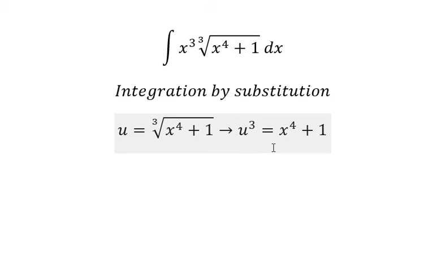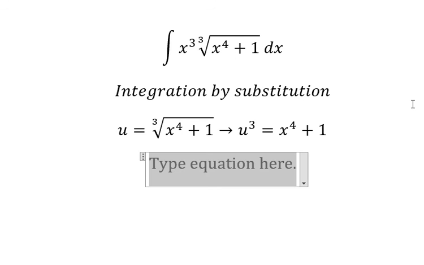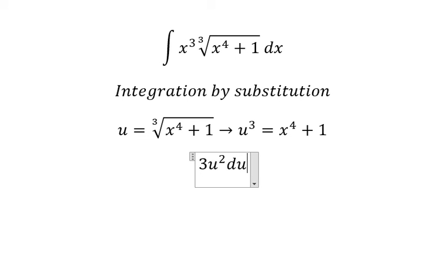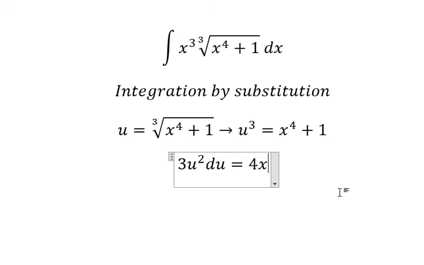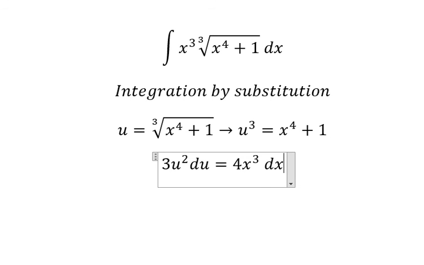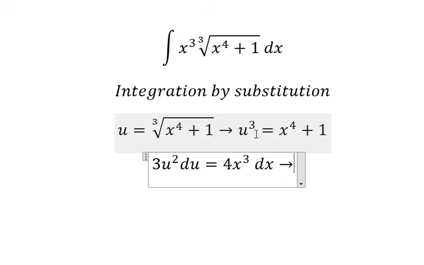Now we need to do the first derivative for both sides. You got 3u squared du. The first derivative of s to the power of 4, you got 4s to the power of 3 ds. Because we don't have number 4 in here, we need to divide both sides by number 4.